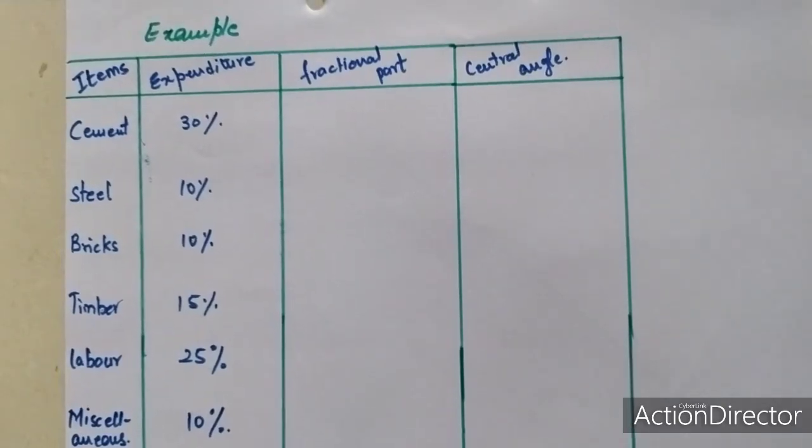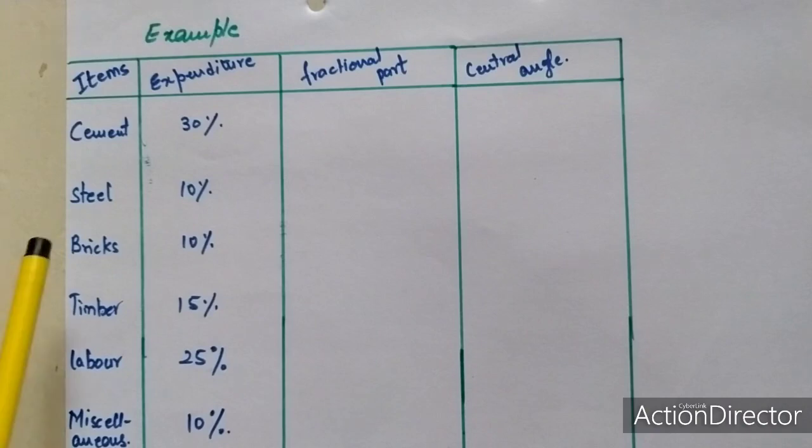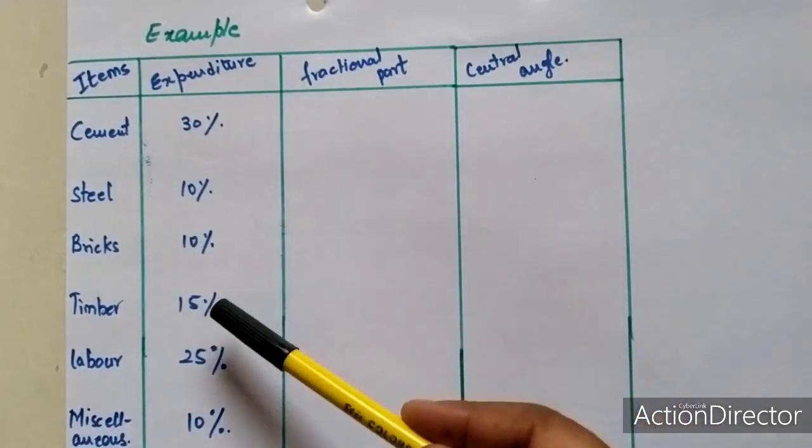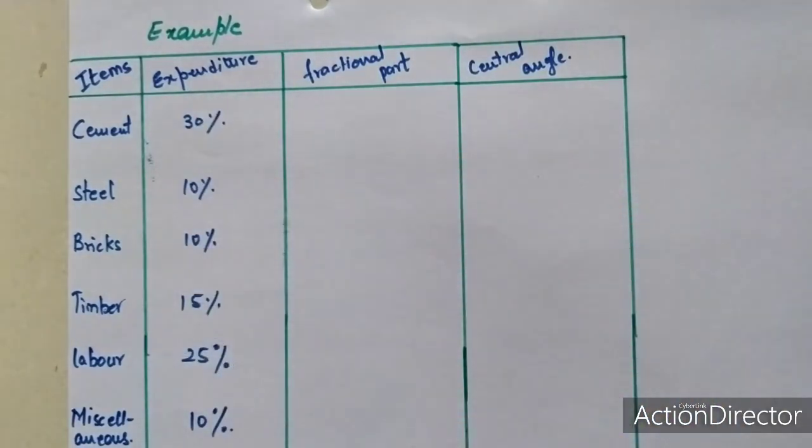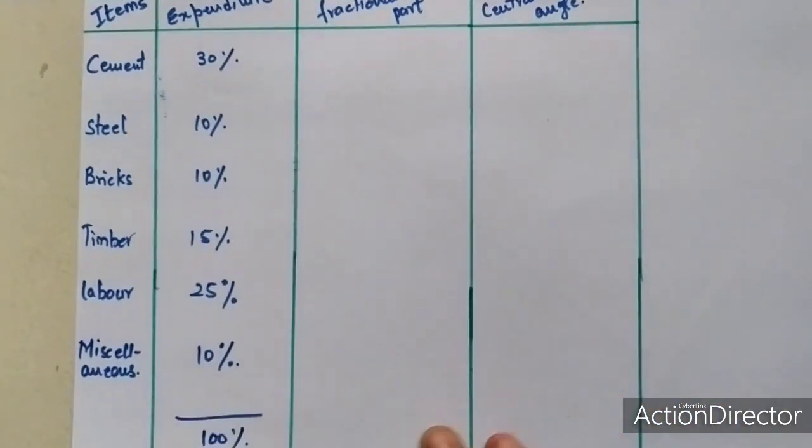So in this question, it has given items as cement, steel, bricks, timber, labor and miscellaneous. And the percentages of all these are 30, 10, 10, 15, 25 and 10. Now just add it and see whether it is 100% or not. So it should be 100%, not less than, not more than. Okay.